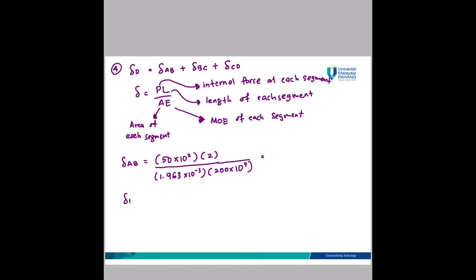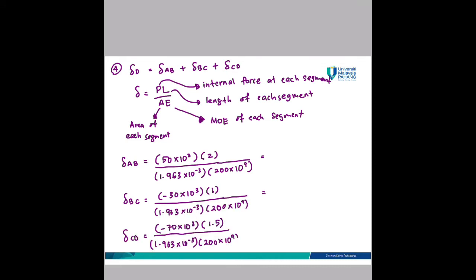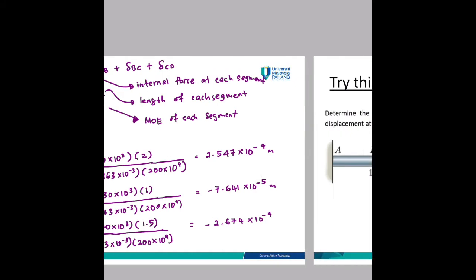And then segment BC, negative 30 times 10 power of 3, because it is internal force, you need to take the negative sign. The length is 1 meter, divided by area. Then you will get the answer for each segment, the displacement at each segment. When you calculate, from here you can calculate the displacement at D.